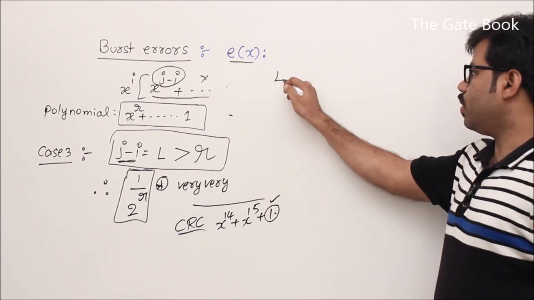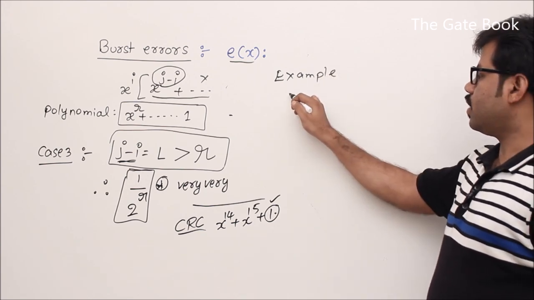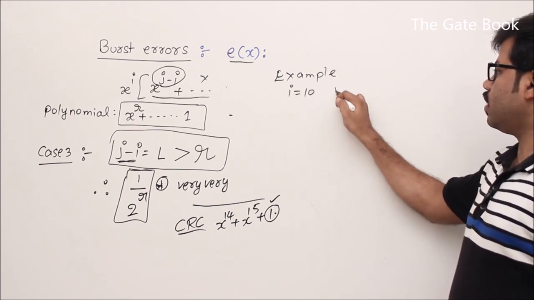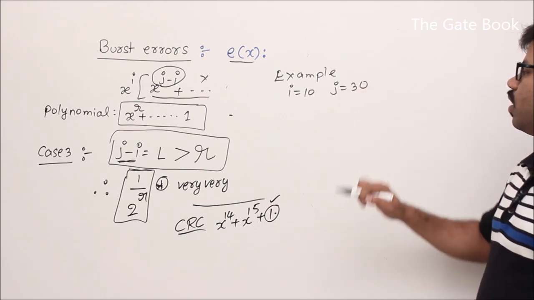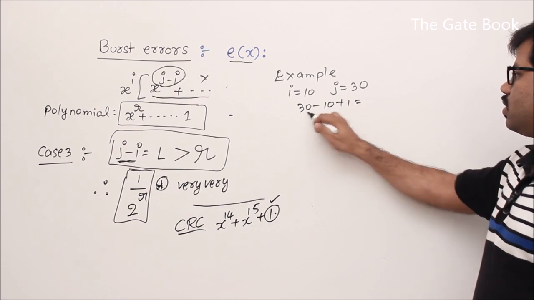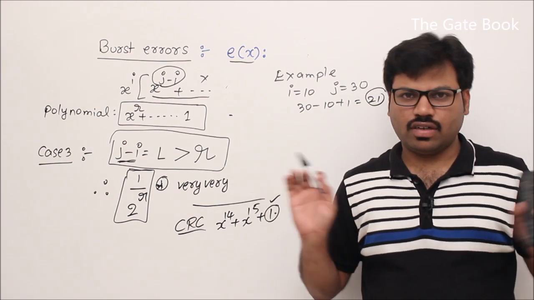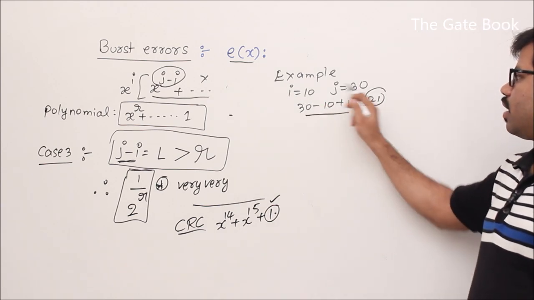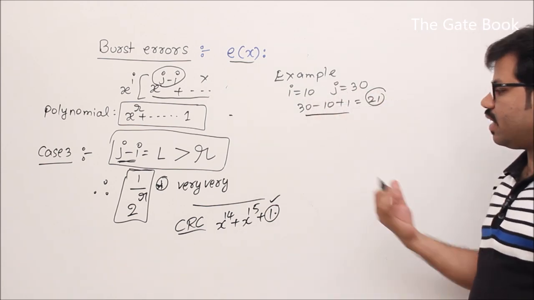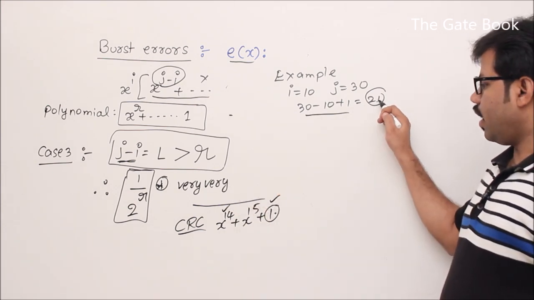For example, let's say i value is 10, j value is 30. That means the burst length is 30 minus 10 plus 1, that means 21. The burst error size is 21. So we know the formula for it, right? Then can we detect it or not using this polynomial? We will see.